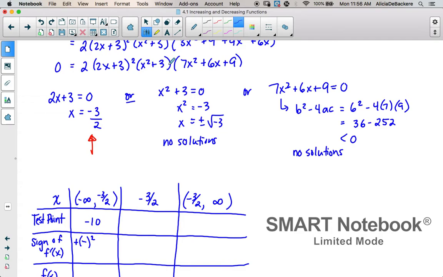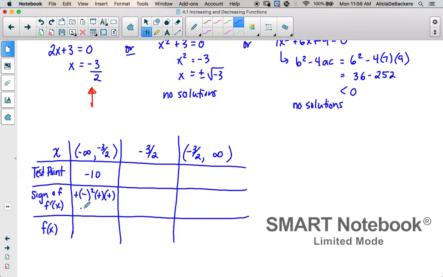And then in the third bracket here, if I put negative 10 in, I would get negative 10 squared, which is positive 100, plus 3. So this is a positive number. And then in the last bracket, if I put negative 10 in here, and this is where you might want to check on your calculator, you're going to get negative 10 squared, which is 100, so 700, minus 60 plus 9. And altogether, that's going to come out to some positive number. And again, I don't actually care what the number is.